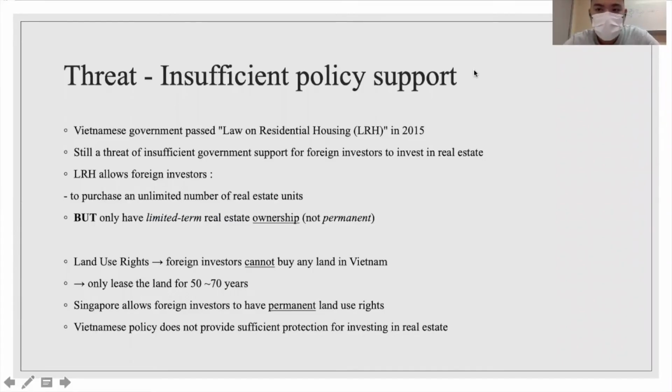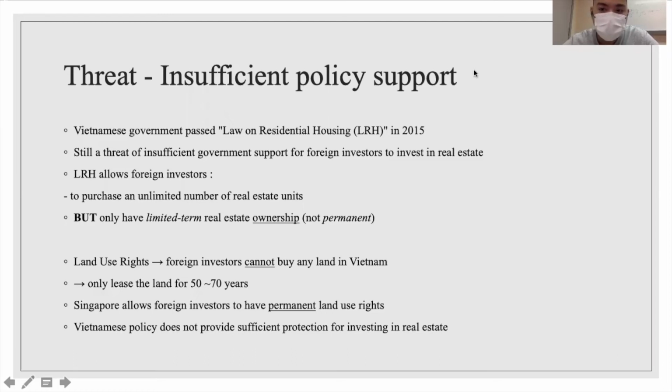I'm going to talk about the threat analysis on investing in the real estate industry in Vietnam. One of the important threats is insignificant policy support. Although the Vietnamese government passed the law on residential housing in 2015, allowing foreign investors to invest in an unlimited number of real estate units, they can only have a limited term, not permanent real estate ownership. The duration of the ownership is usually only 50 years, and they can only make limited lease and capital contribution. In addition to real estate ownership, land use rights are also very restrictive for foreign investors. They can only lease the land for 50 to 70 years, but cannot buy any land in Vietnam.